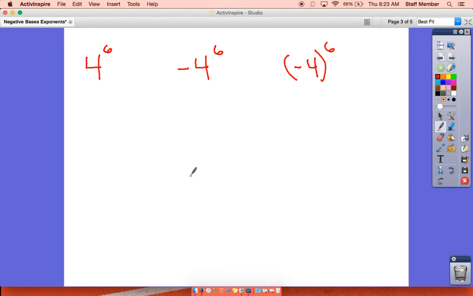So here's the one I want you to pause and try on your own. Again, same type of deal. We've got the one you've seen before, 4 to the 6th power, but then you're doing the opposite at the end. And then it's the number negative 4 to the 6th power. So pause this, give it a try, and then come back and see how you did.